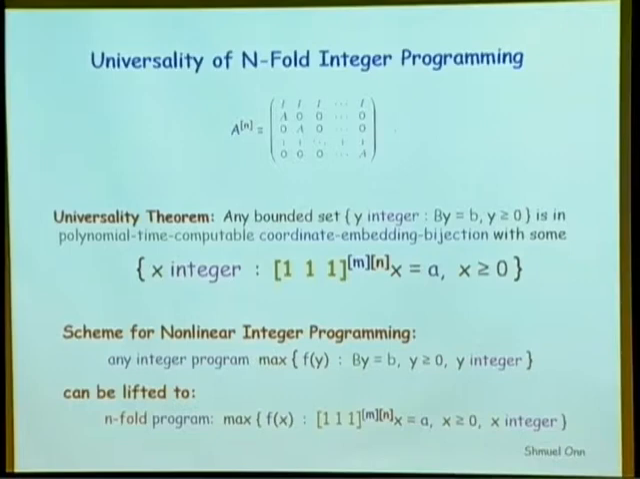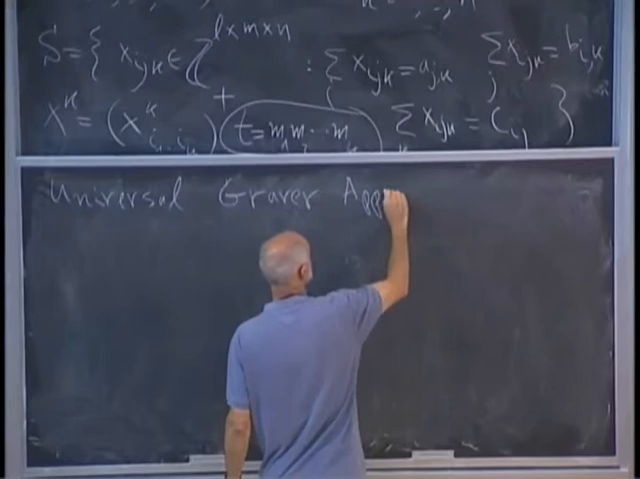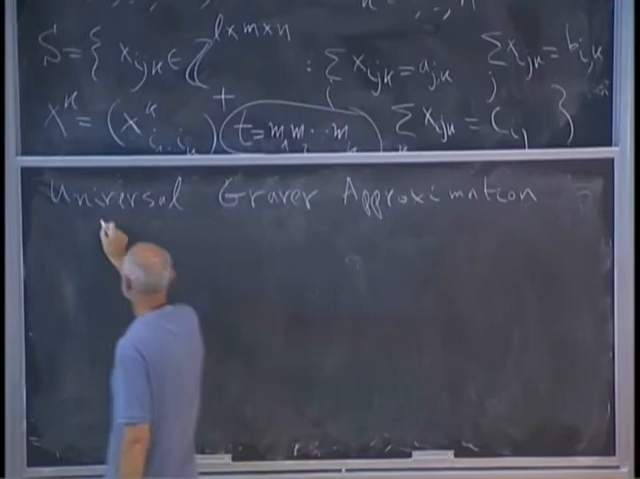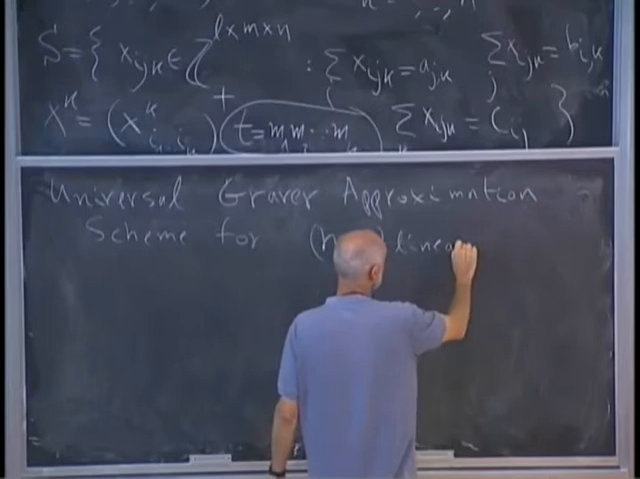So let me just call this the universal Graver approximation scheme, for linear and various nonlinear programs, whatever we can do, in particular linear integer programming.